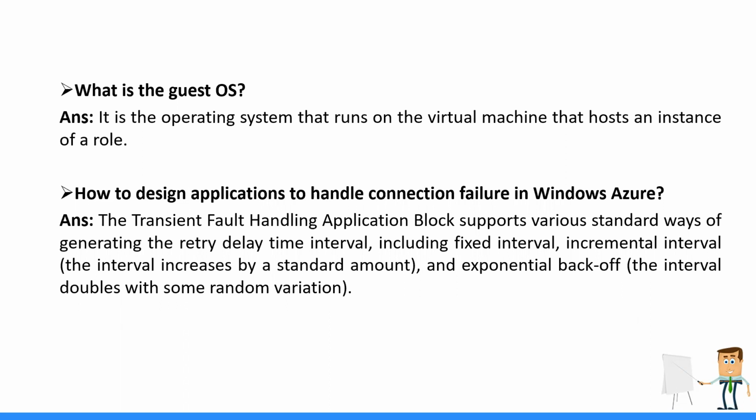Now, what is the guest OS? It's the operating system that runs on the virtual machine that hosts an instance of the role. How to design applications to handle connection failure in Windows Azure? This is one of your very important questions. Make a note of it. The transient fault handling application block supports various standard ways of generating the retry delay time interval, including fixed intervals, incremental intervals, and exponential backoff. In incremental interval, the interval increases by a standard amount, while in exponential backoff, the interval doubles with some random variation. Right? So that's about it for today.